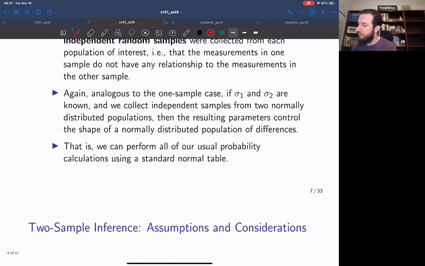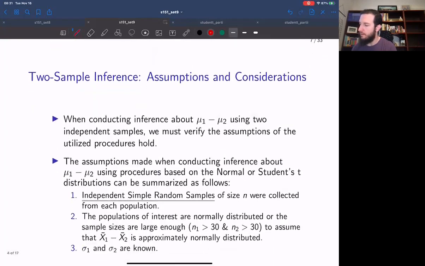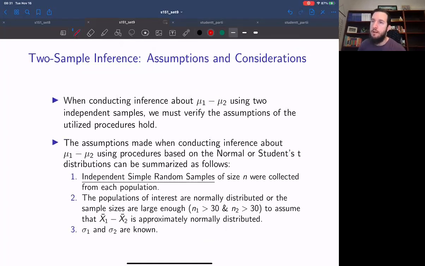Okay, now in terms of the normality assumption, this is going to be checked in the same way that it was checked before. So we have two populations and we're collecting two samples. If the two populations are normally distributed, then the values from the samples came from a normal distribution, so the sample means will be normal. If we don't know the shape of the population, but both samples are larger than 30, then we can apply the central limit theorem to each population. So again, everything is exactly the same as it was before. We just are doubling up and we have to check it for each population now.